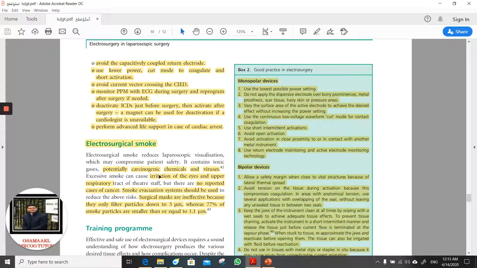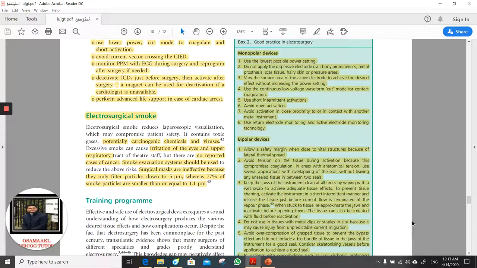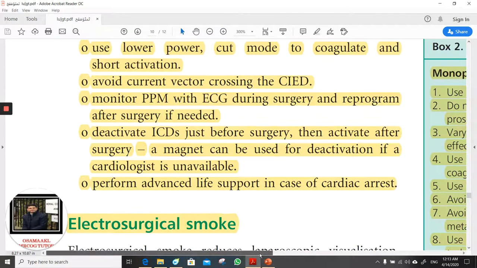Because our surgical mask can prevent particles of more than 5 micron from passing. Surgical smoke is 1.1 micrometer. So take care, it can pass even through your personal surgical mask. The last thing is this table about general recommendations for safety.